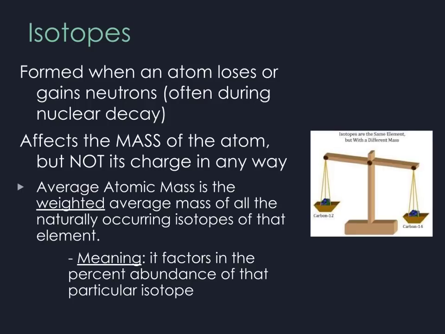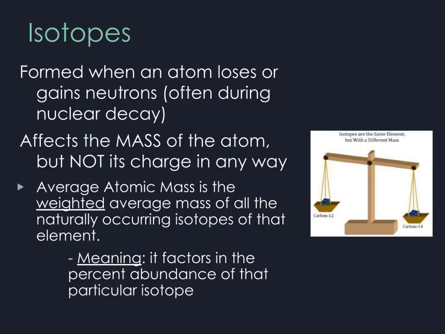Okay, quick review. Isotopes are formed when we gain or lose neutrons. That often happens during nuclear decay, so I'm going to talk about that in a moment, what that ultimately means. But in general, when we gain or lose neutrons, if we gain neutrons, we increase the mass of the isotope. If we lose neutrons, we decrease the mass of the isotope.